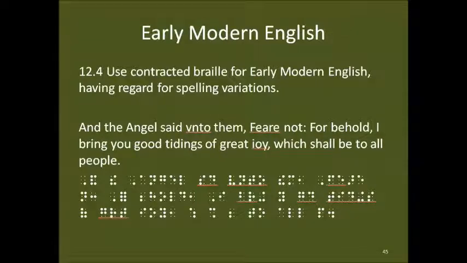Then moving on to early modern English, we use contracted Braille for early modern English. Again, having regard for spelling variations, whatever that means. So here we can read this, we can figure this out. This whole passage, we're using contractions. We braille what we see. As I said, sometimes a V is used where we would use U now, or the extra E or whatever. We just braille what we see. And here the transcriber has chosen to use contracted Braille so that it follows the rule of 12.4.